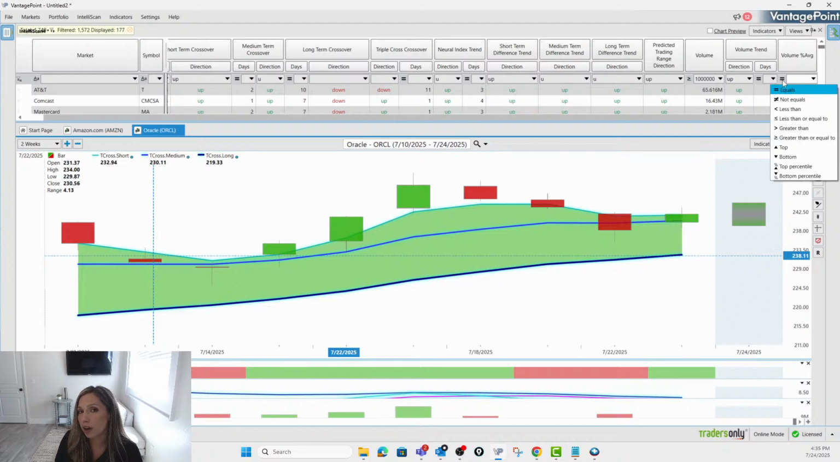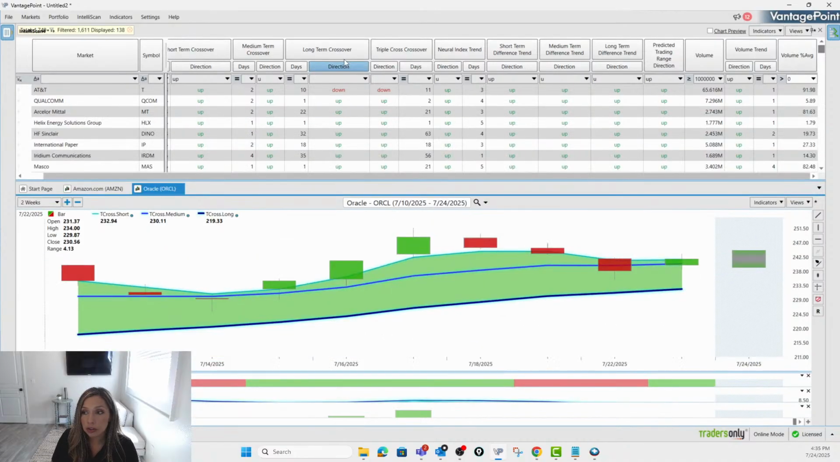So if we want volume to be greater than its typical or average volume, we would just simply set that at greater than 0. So now we have 138, right? Again, still quite a few here. If you're looking for additional confirmation, you could also look for that long-term crossover and your triple crossover up as well. All right. So here we can see many different assets that are currently trending bullish.